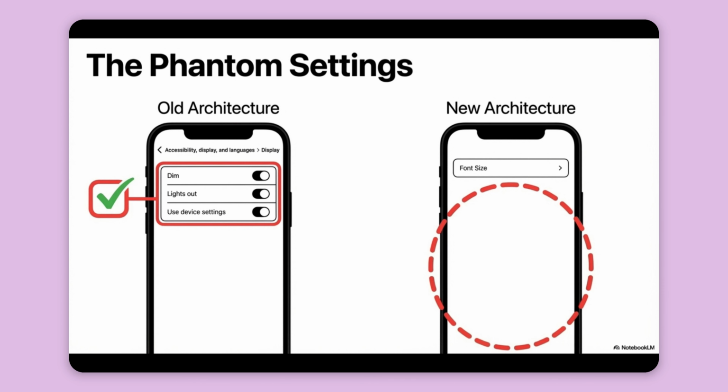So, where did the settings go? In the old architecture, you could go to accessibility, display, and languages, and then display and manually toggle between dim, lights out, or using device settings. In the new update, that entire section has been gutted. Now, the only thing you'll likely see there is an option for font size, leaving the background controls completely missing.